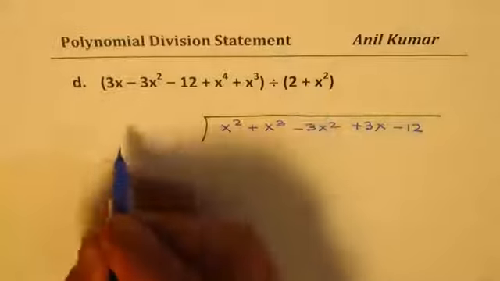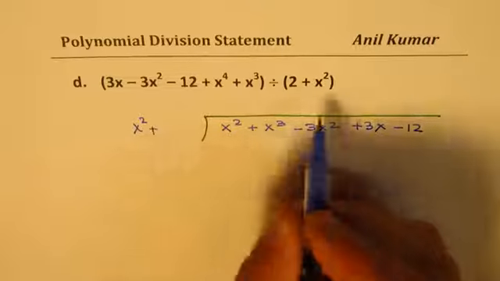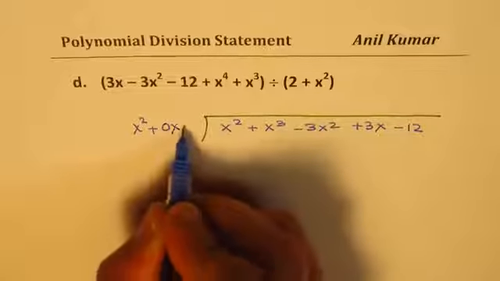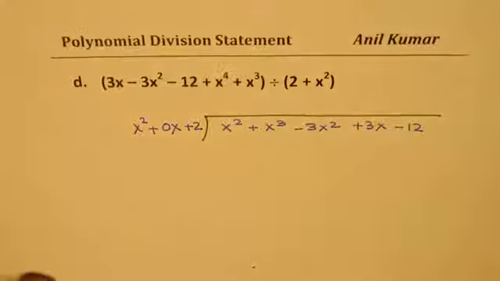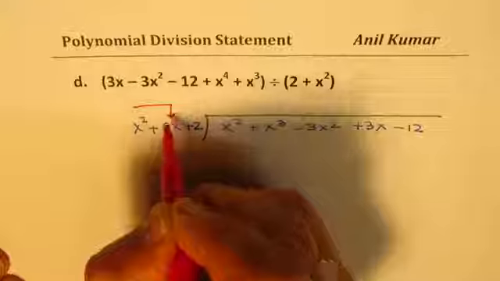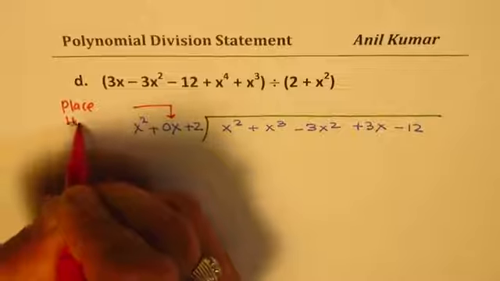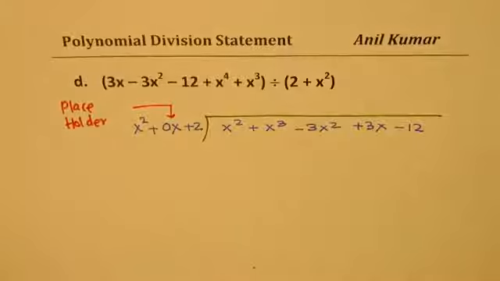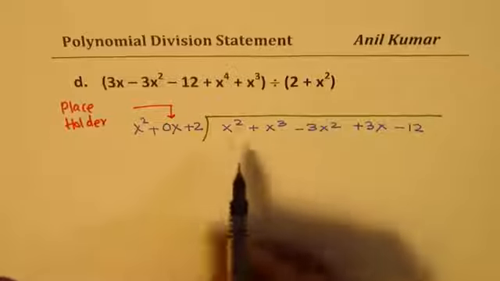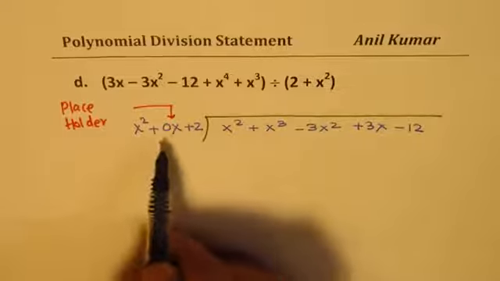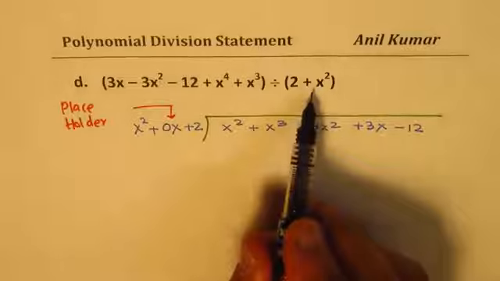Now here also you notice that one term is missing. We do not have x term. So we'll write that with the 0 coefficient. That is called the placeholder, right? So that is very important to understand. So in this case, missing term is in the divisor, right? So this, which we have used as 0 here, this is called the placeholder. It does not change the divisor. Divisor still remains the same. However, it will help us to properly align while dividing, right? So x squared plus 0x plus 2 will now be the divisor.